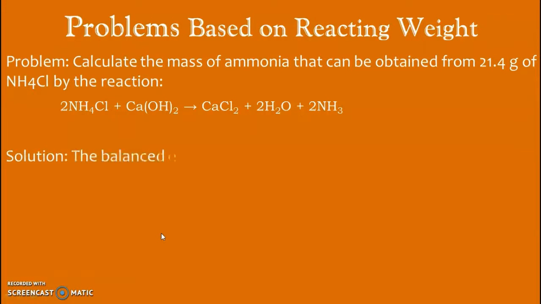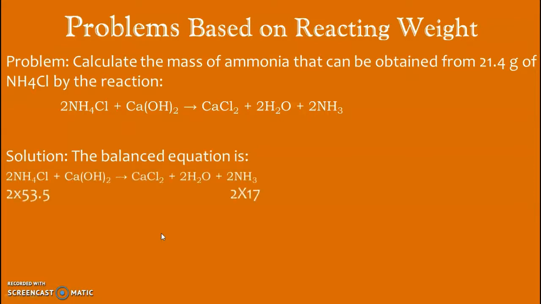So ammonia and ammonium chloride, these two we have to see. The solution: you see the balanced chemical equation first, which is given in the question, 2NH4Cl plus Ca(OH)2 gives CaCl2 plus 2H2O plus 2NH3. Here you can see 2 moles of ammonium chloride, that is 2 into ammonium chloride. If you find out the molar mass, it will be 53.5. So 2 into 53.5, where 53.5 is the molar mass of NH4Cl. Similarly, for ammonia the molar mass is 17, and here 2 moles are produced. That is why it is 2 into 17.